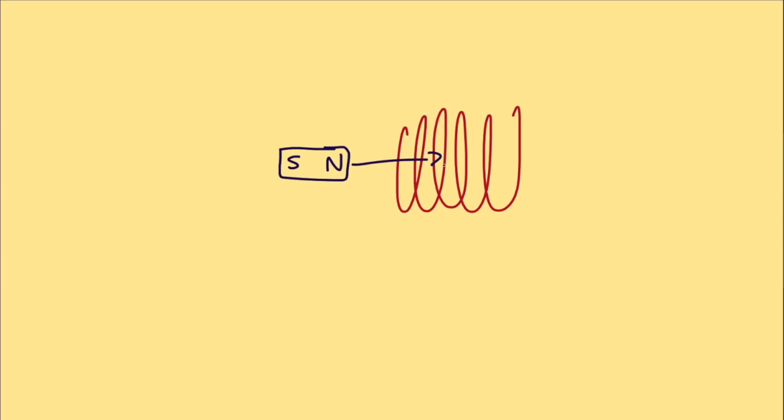If you push a magnet into a coil of wire, why does a current suddenly appear? And why does it vanish the second you stop? Let me tell you about Faraday's discovery.